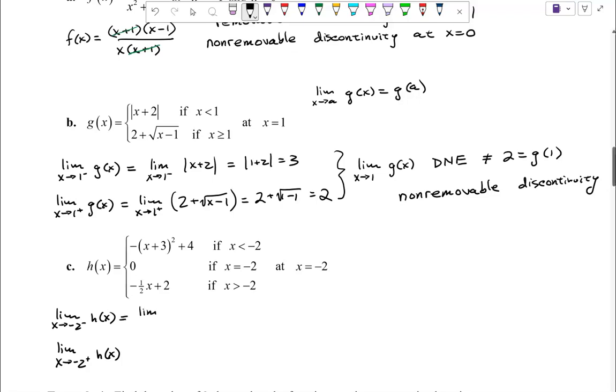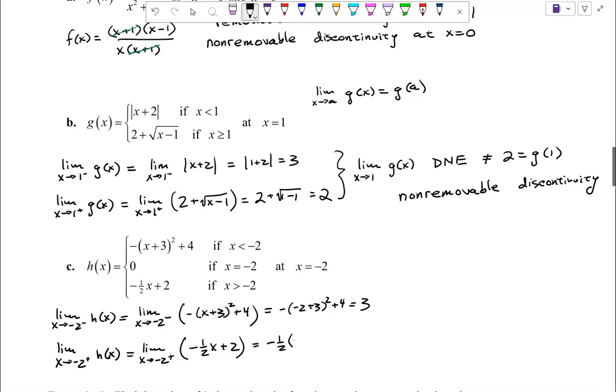As we approach -2 from the left, h of x is defined as negative of (x plus 3) quantity squared plus 4. But as we approach -2 from the right, h of x is defined as -1/2 x plus 2. Direct sub will give us 3 here, and here direct sub will also give us 3. So this means our two-sided limit of h of x as x approaches -2 is equal to 3.